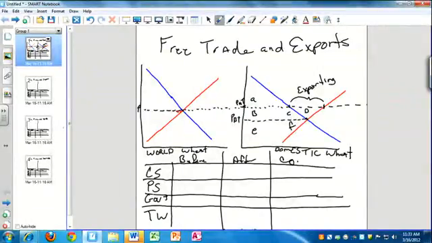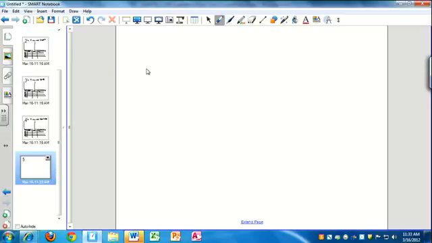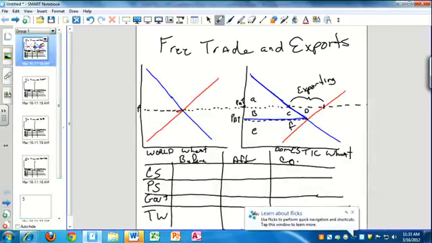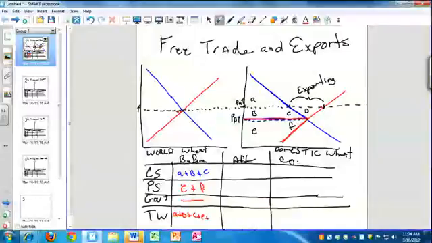before anything happens, what's my consumer surplus? It's easy again. All you got to do is regurgitate to yourself everything above the price to the left of the quantity, and what happened there? Created a new graph. So you end up with A plus B plus C. Producer surplus, everything below the price to the left of the quantity, E plus F. Government's done nothing yet. Add the two together, A plus B plus C plus E plus F.